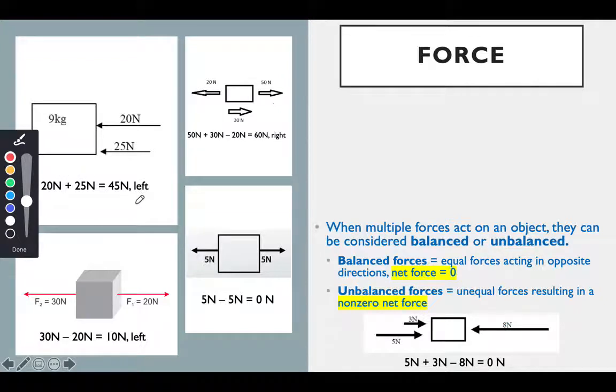So if we look at this one over here in the top left, we see that we have 2 forces acting on this box, both pushes. This results in a net force of 45 newtons going towards the left, and this would also result in the movement of the box. Similar scenario here, right, where we have multiple forces acting on the box. When we work out the calculations, 50 plus 30 minus 20, because the 20 is going in the opposite direction, we have a net force of 60 newtons going to the right, and that's the direction in which the box will move.